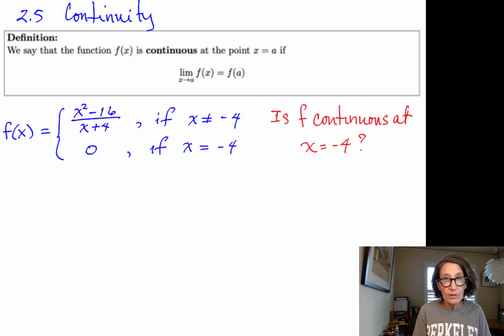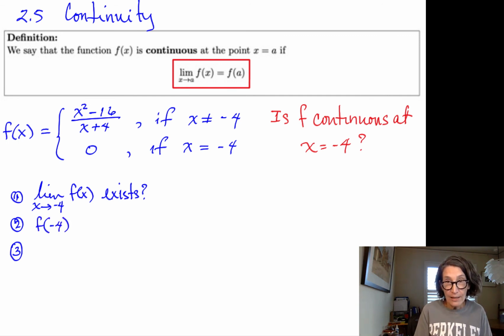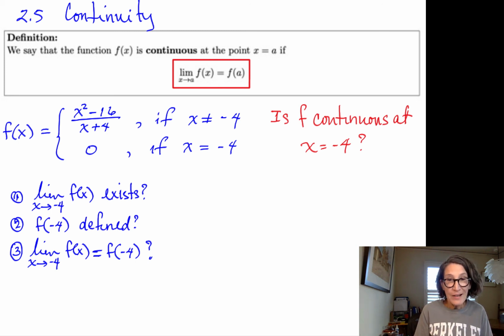So the definition looks simple, right? It just says the limit has to be equal to the value of the function at that number. Well, three things need to be true in order for that equation to be true. First of all, the limit as x approaches negative 4 of f of x has to exist, so we have to look for that limit. Secondly, the function has to be defined at negative 4, so we have to check that. And then if those two things are true, we have to see if the limit is equal to the value of the function at that number. Okay, so let's do that for this piecewise function.